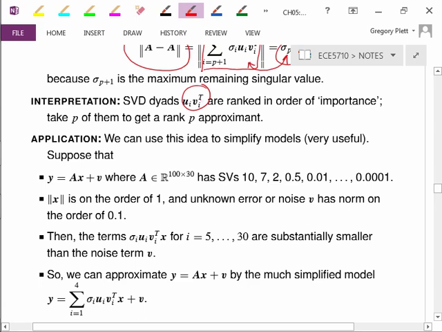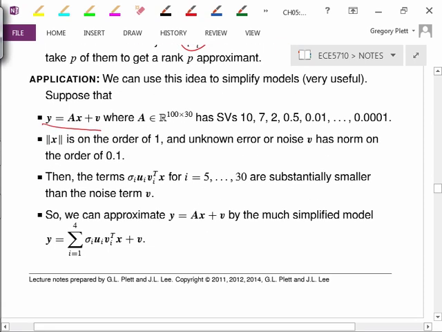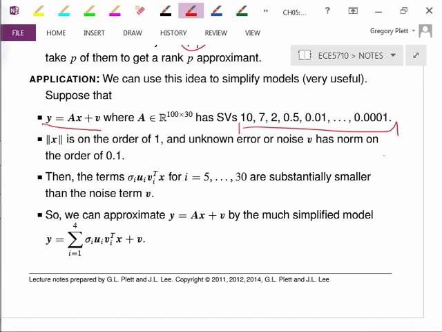We can use this idea to simplify models, and this is very useful. Suppose that y equals Ax plus v, and this v is a kind of noise or disturbance value. And A is a big matrix. It's 100 tall, 30 wide, and it has singular values starting at 10, so 10, 7, 2, 0.5, 0.01, etc., and they just get smaller and smaller down to 0.00001 as the minimum.